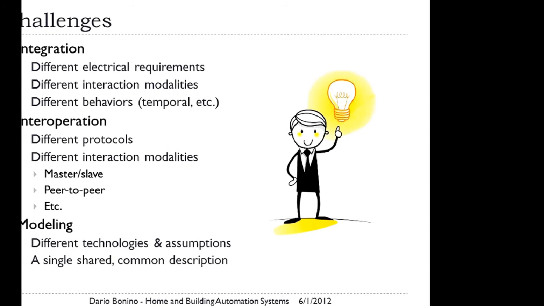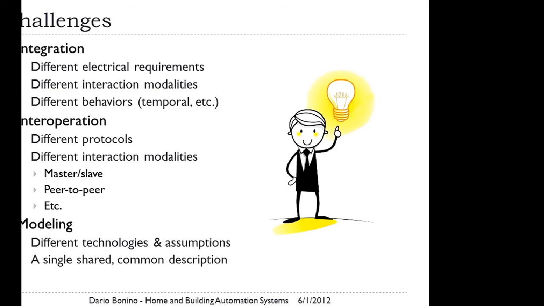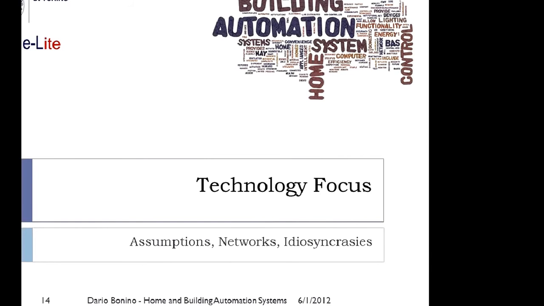So if we want to control a lamp, we just want to switch it on or off. It doesn't matter which technology we use. Okay. So starting from this assumption, we need to find a way for representing all the different network level issues. Okay. So this is our goal and our hard task to carry.